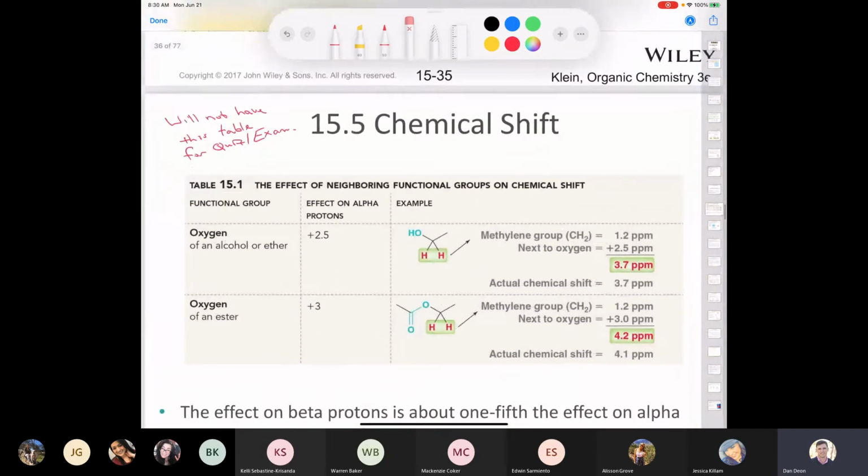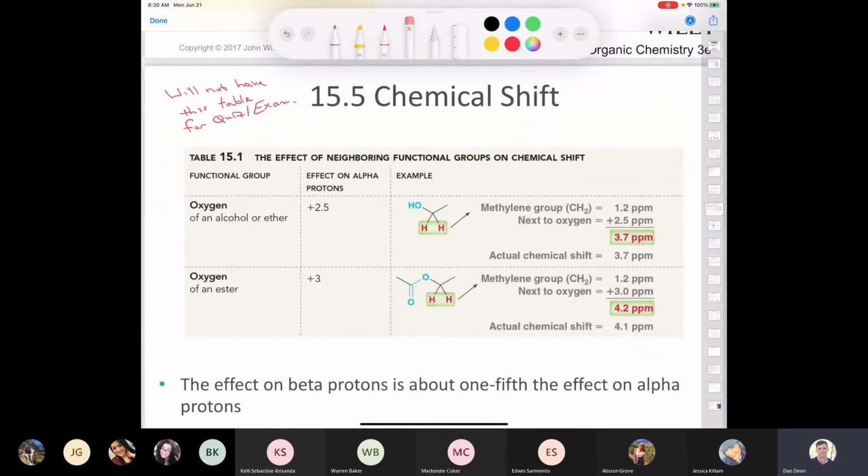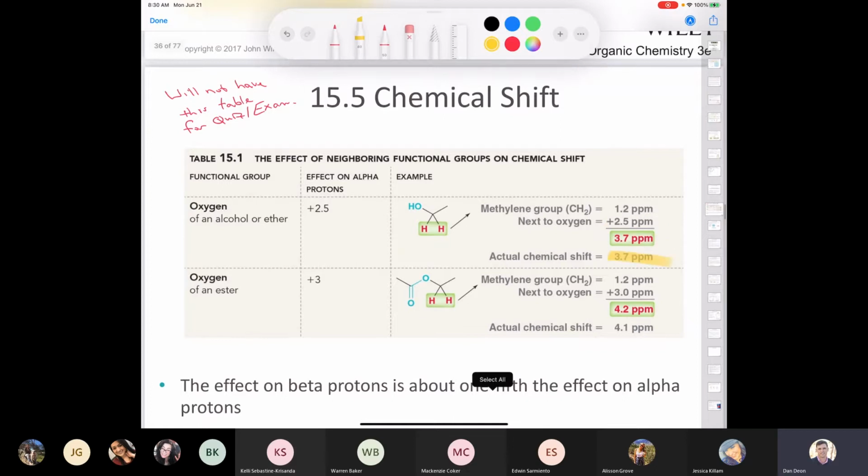So that electron withdrawing group, that oxygen of an alcohol, we had 2.5 parts per million. And so the estimated chemical shift that we get is 1.2 plus 2.5, so 3.7. And you can see that the actual chemical shift, look at this, bang on the money. It's 3.7 exactly.